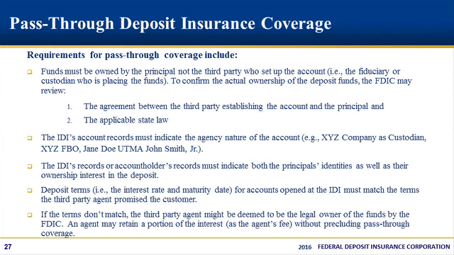It is also essential that either the bank records or the account holder's records indicate both the principal's identities as well as their ownership interest in the deposit. Typically, it is a third party who establishes the fiduciary or agency account and who maintains the specific information about the principal owners and their ownership interest outside the bank records.